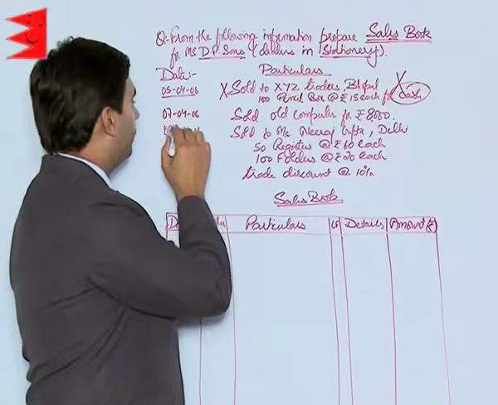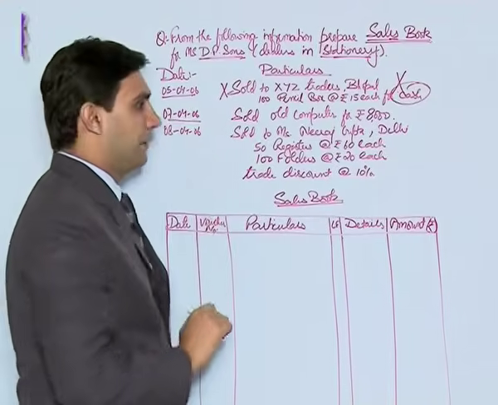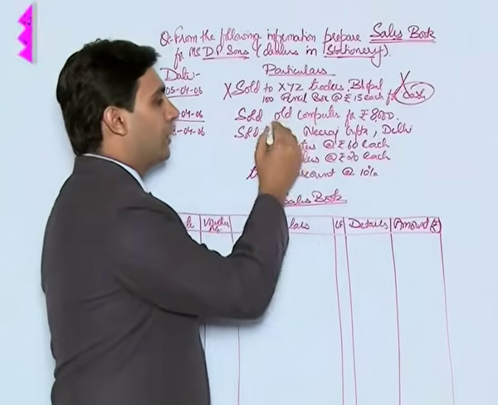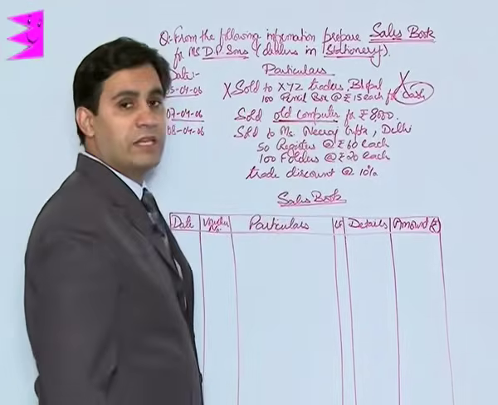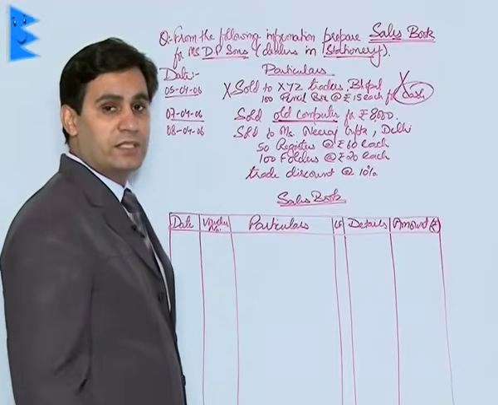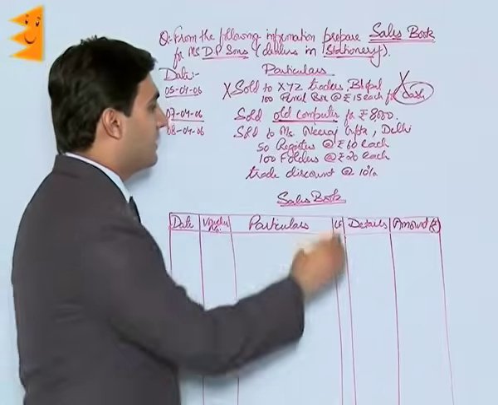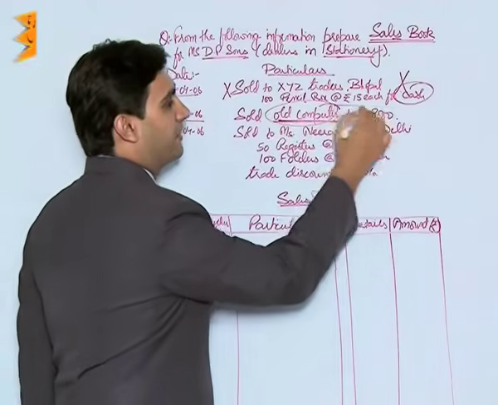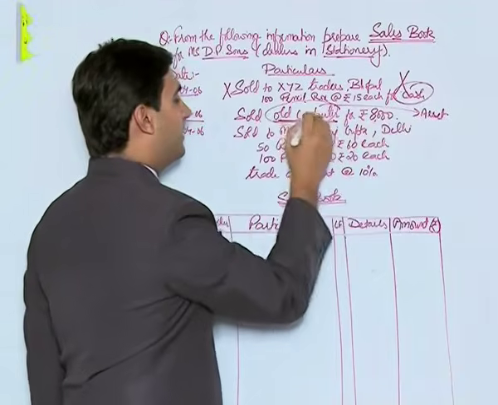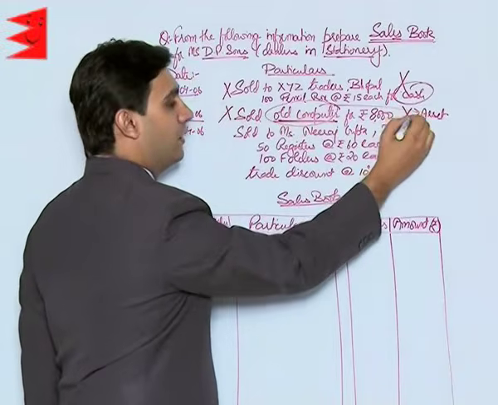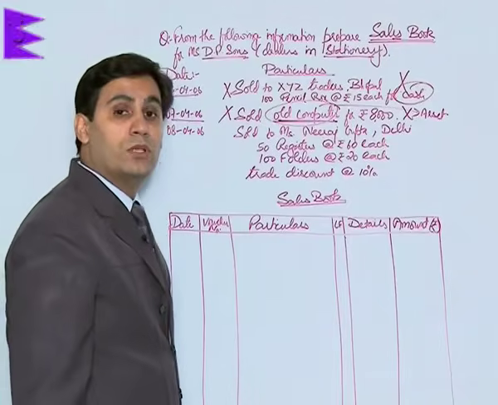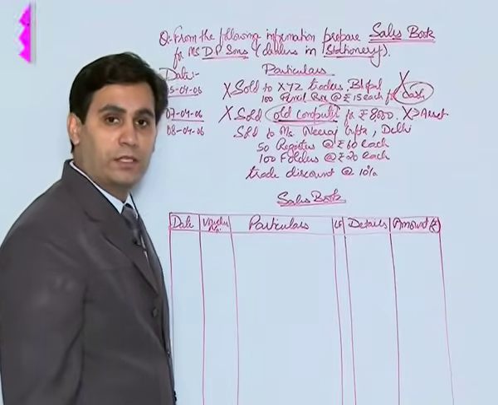Then coming to 7th of April. In this case, the transaction is sold old computer. Now again, we are selling an old computer. Computer is not a part of stationery. So that means computer is an asset. And this sale again would not be recorded in the sales book, as in sales book only the goods that are sold on credit are recorded.